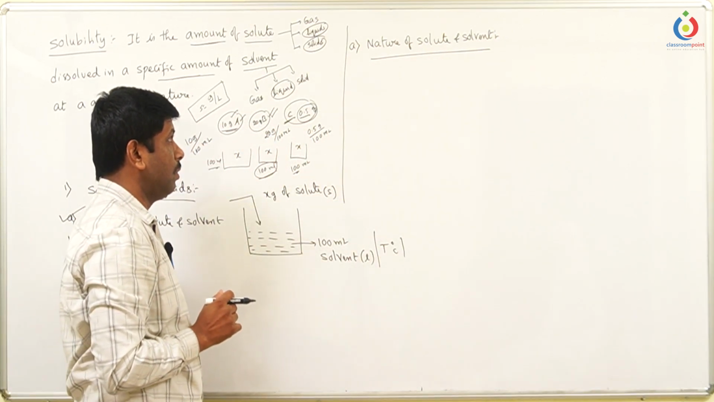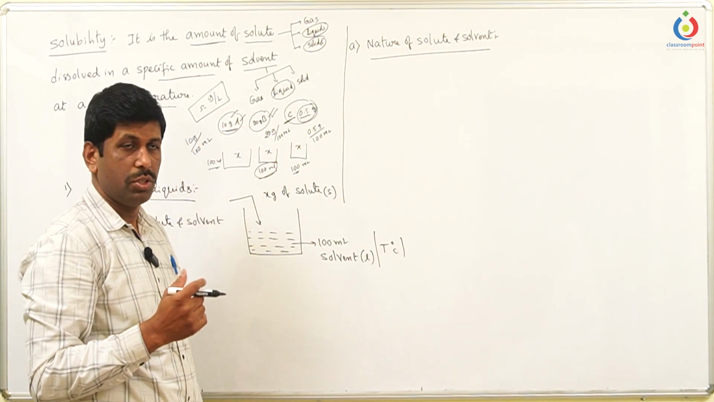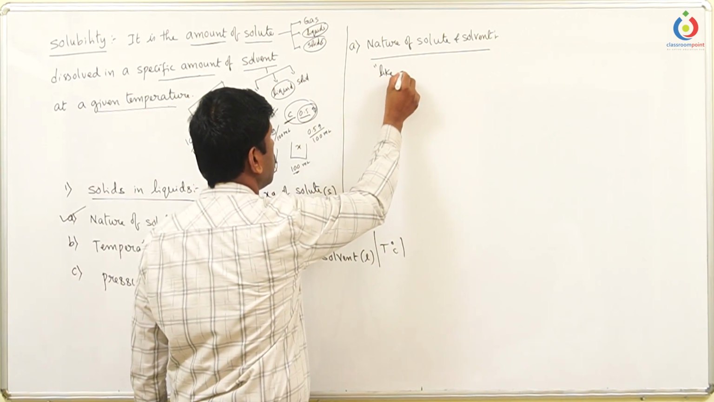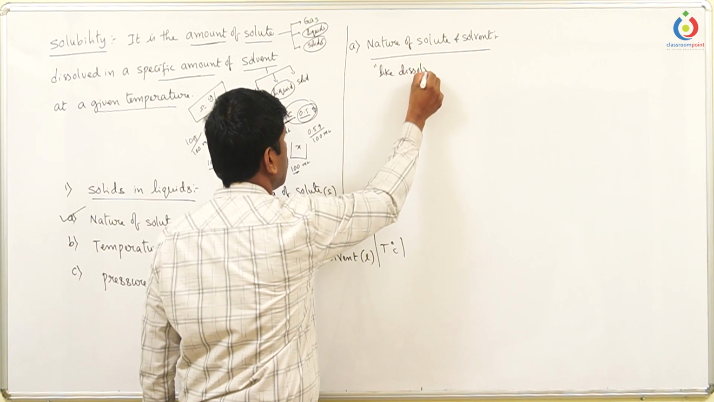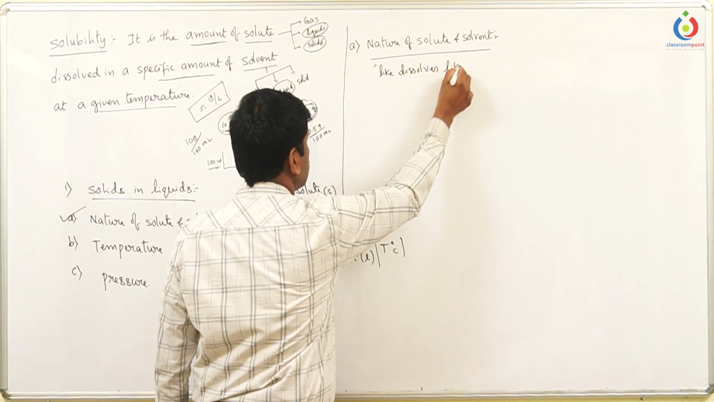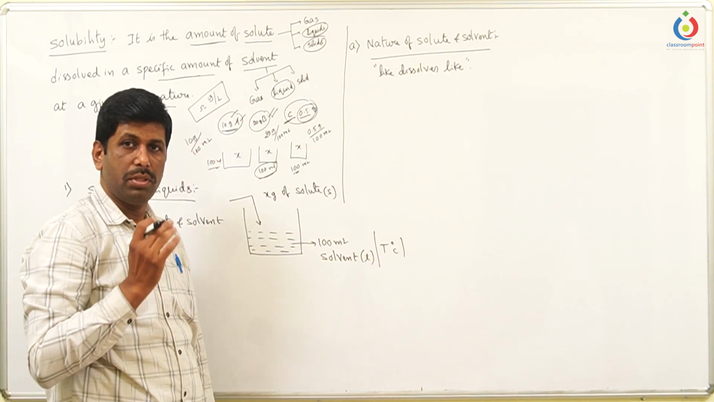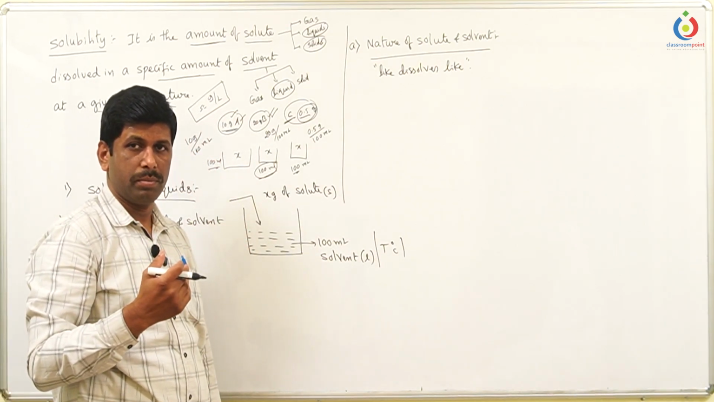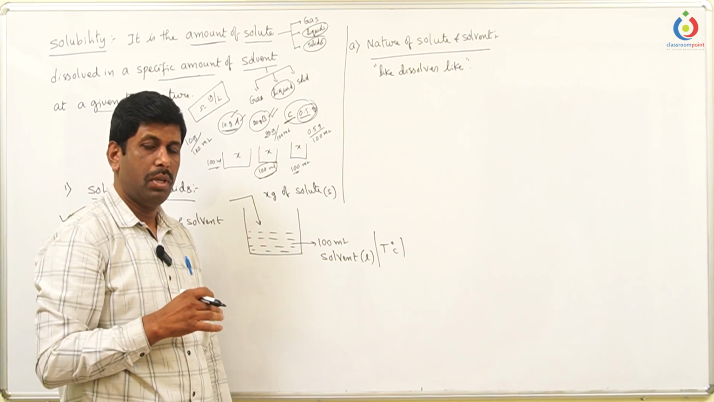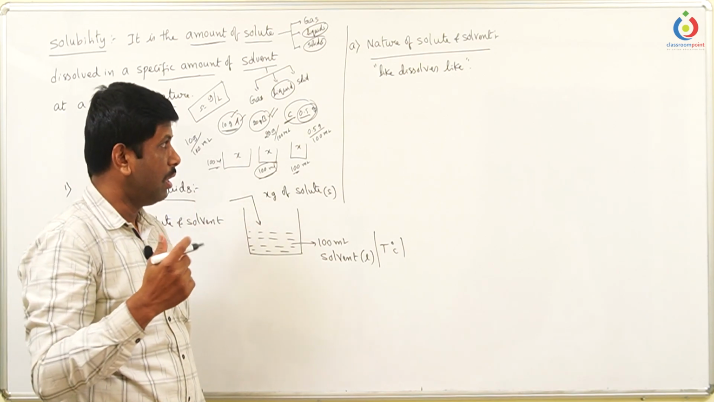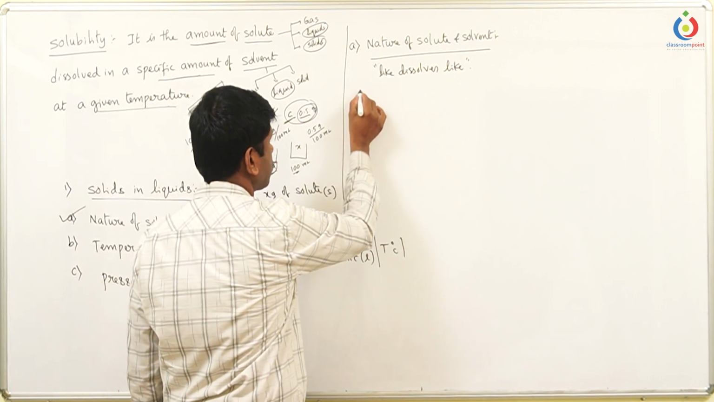Basically, it follows a theory that is like dissolves like. Like dissolves like. So what is the meaning of like dissolves like? If the nature of both the solute and solvent are similar, then they dissolve more. If the nature is dissimilar, then they don't dissolve. Let us take an example here.